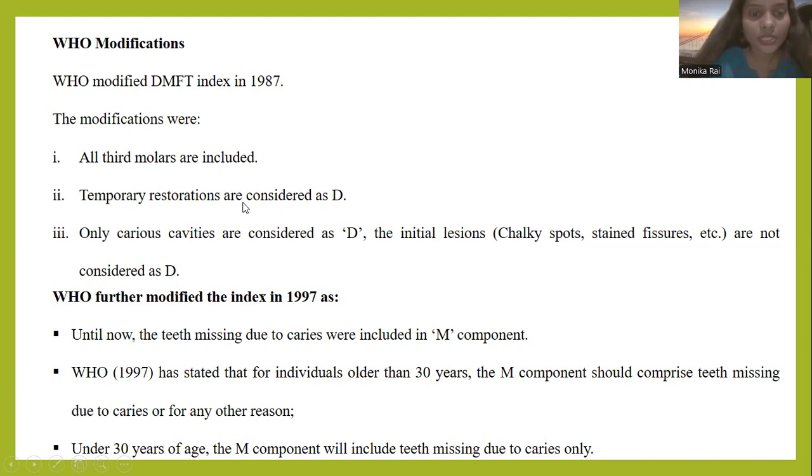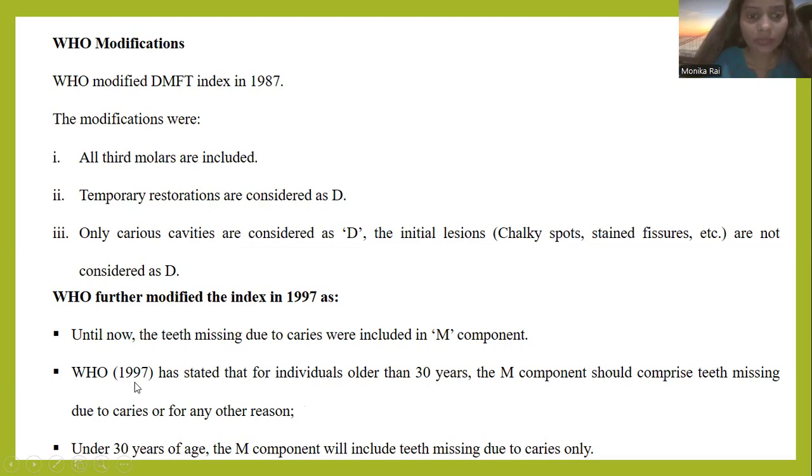जो टेम्पररी रेस्टोरेशन है उसको हमने डिकेड कहा है. जो only carious cavities are considered as D. The initial lesion जो chalky spots, stained fissures etc. are not considered as D. जो chalky white spots वगैरह थे उनको भी हमने D नहीं बोला है यहाँ पे. बट 1997 में वापस से इसको मॉडिफाई किया गया. Until now the missing teeth due to caries are included in M component.